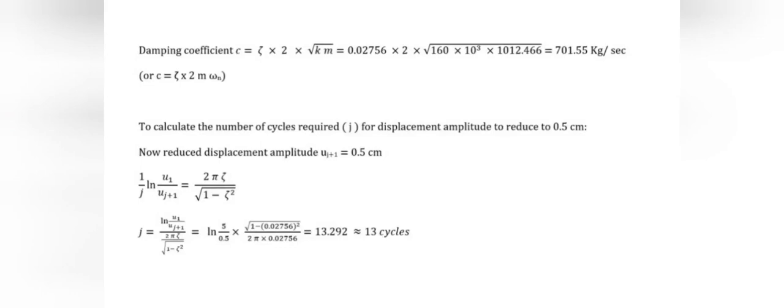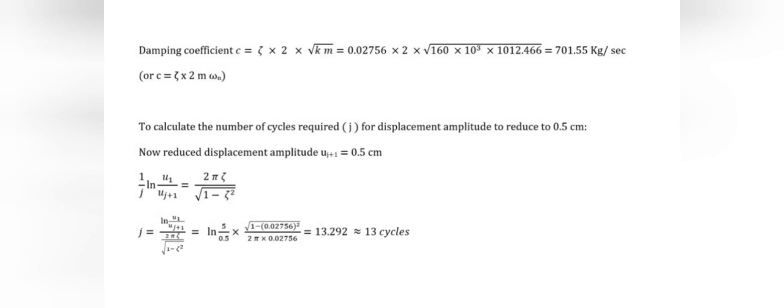The damping coefficient small c is equal to zeta into 2 into square root of km. Putting the values, we get 0.02756 into 2 into square root of 160 into 10 raised to power 3 into 1012.466, which gives us c as 701.55 kg per second. You can also calculate c as zeta into 2m omega n.